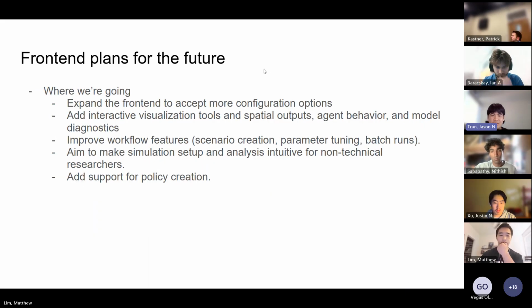We have plans for the future, maybe next semester or future semesters: add support for policy creation. We aim to make the simulation setup a lot more intuitive and easier, and make it more interactive for researchers.